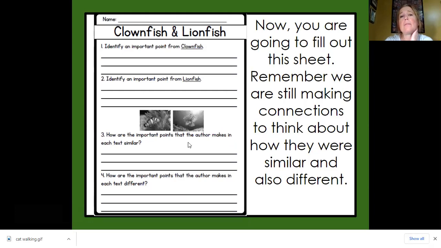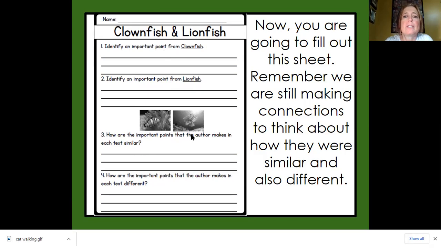Now in Shobi, I'm going to be putting this worksheet for you. Let me read the questions for you. Identify an important point from the clownfish, okay? And we discussed that a few minutes ago. If you need to, you can go back and listen to it again. This one says, identify an important point from lionfish. Again, we talked about that.